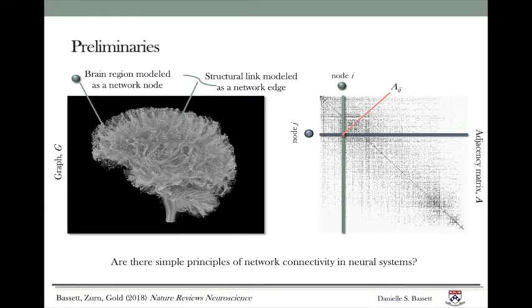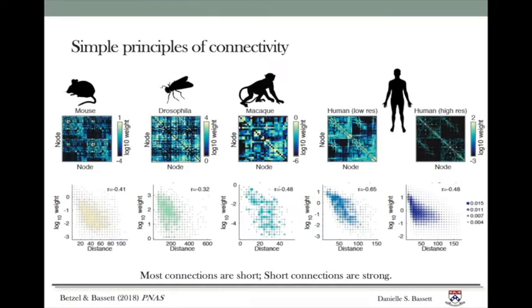One of our very basic first questions, and that of many people in the field, is, are there simple principles of network connectivity in neural systems? To answer that question, we went across several different species. This is the mesoscale connectome from the mouse. Here's the Drosophila connectome, again at the mesoscale. Here's macaque connectivity from Henry Kennedy's group. Here is the human diffusion spectrum imaging data, either at low resolution or at high resolution, so two different coarse grainings of the system.